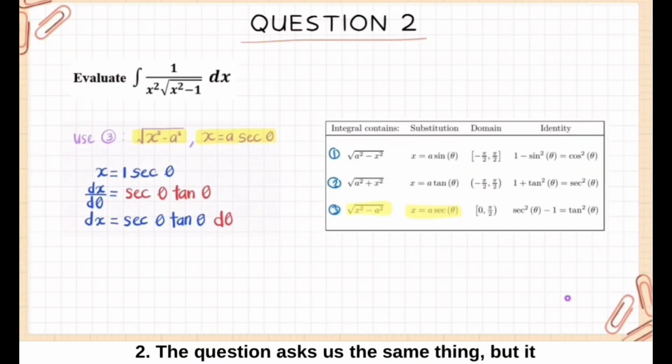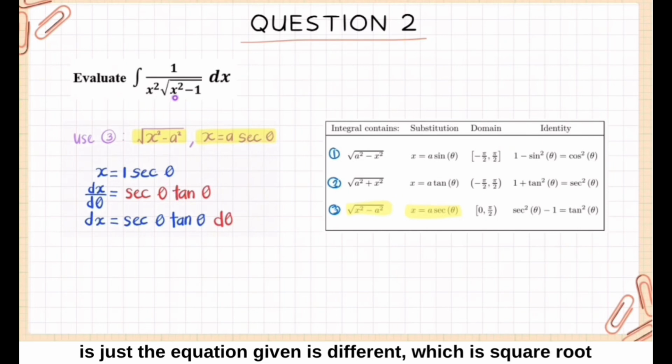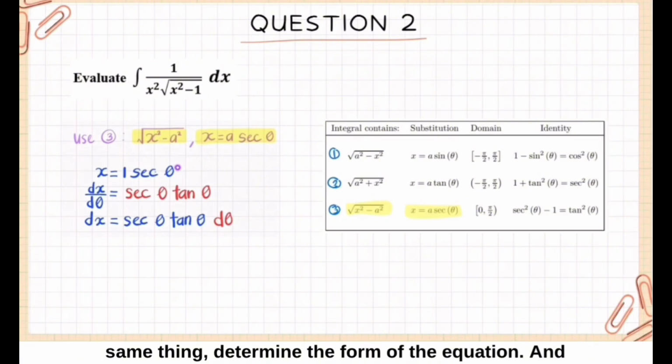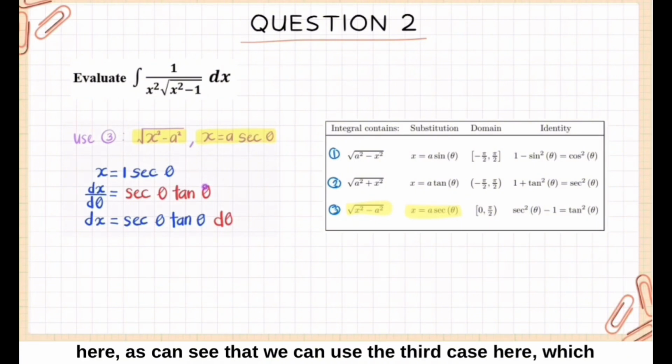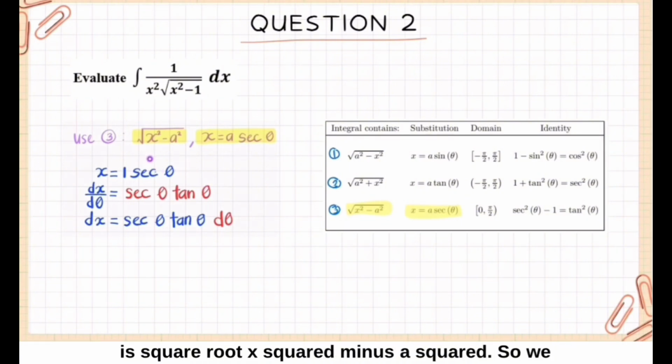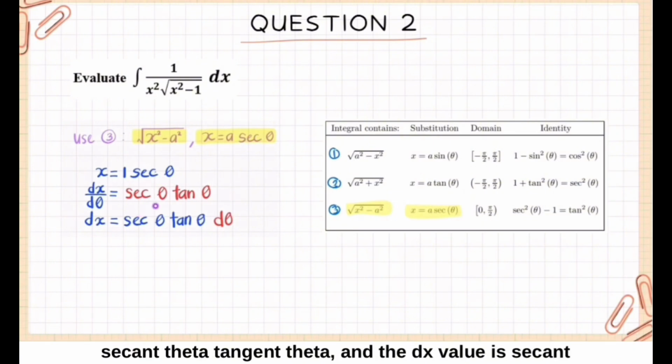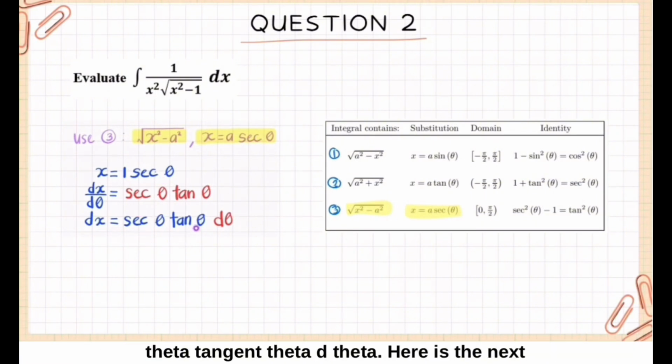Next is question 2. The question asks us the same thing, but the given expression is different, which is square root of x squared minus 1. For the first step, we will do the same thing: determine the form of the equation. Here, we can use the third case, square root of x squared minus a squared. So we can easily determine the x value, which is x equals 1 secant theta. Making the derivation, dx equals secant theta tangent theta d theta.